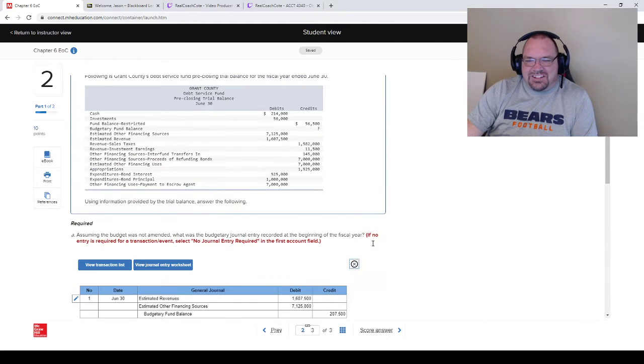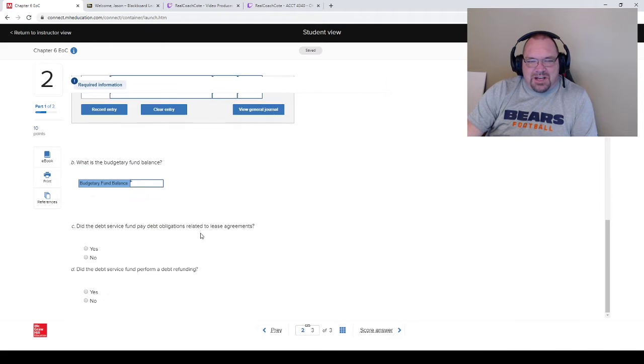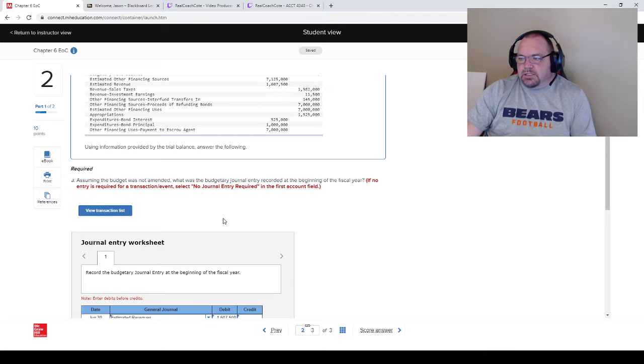It says down here, let's return to the question. Down here at the bottom, it says, what's the budgetary fund balance? And that's going to be that 207,500 I just figured out, right? That's our budgetary fund balance. And then down here, did the debt service fund pay debt obligations related to lease agreements? Now, this is kind of hard to say.